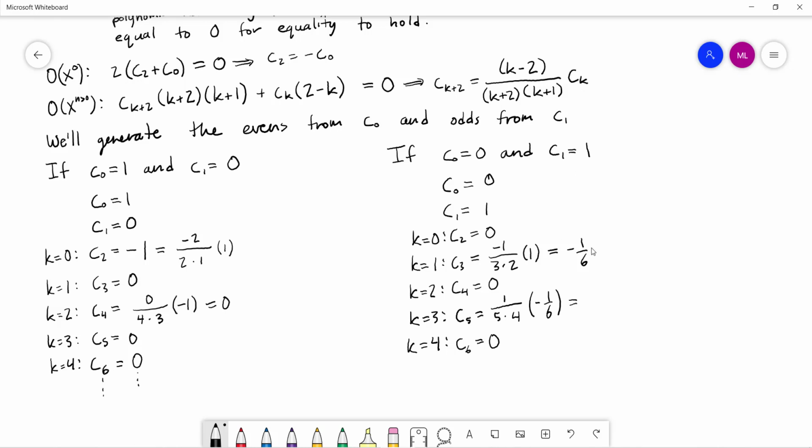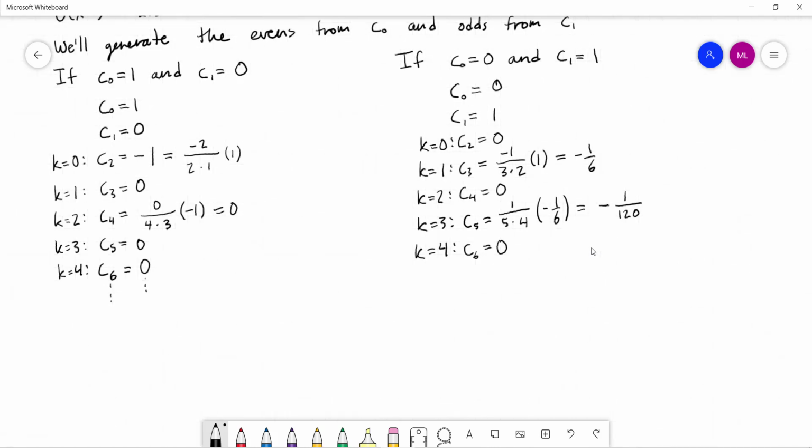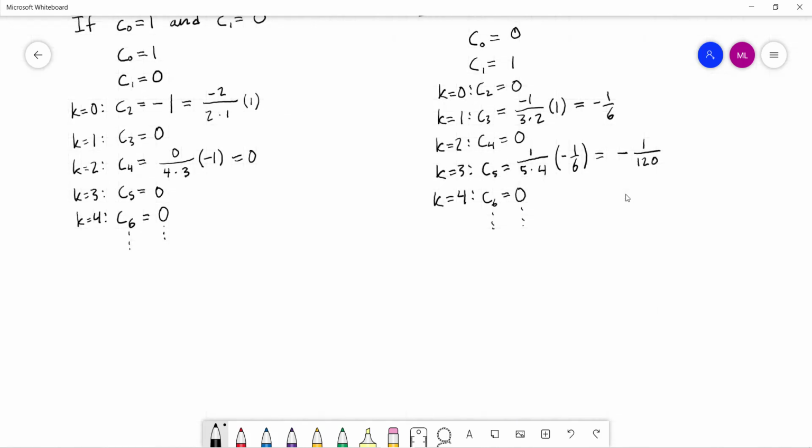And so what do we get here? We're going to get -1/6 times 5 times 4. 5 times 4 is 20. 20 times 6 is 120. And we could keep generating them indefinitely thereafter. Again, the even ones will all be 0. The odd ones so far all have factors. And so we get 2 sets of solutions out of here.